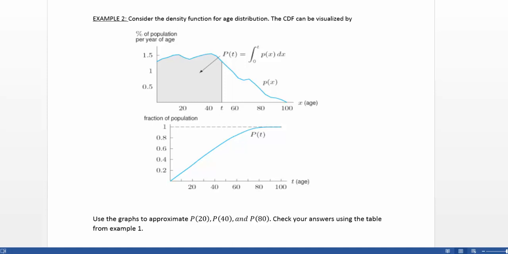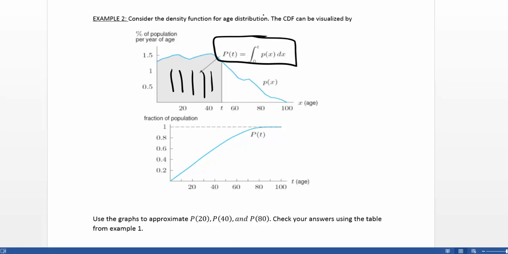Let's start by talking about the density function. The density function on top is going to show us that the area accumulated between 0 and t is the antiderivative, or the CDF, up until that point. So again, that's going to tell us how many people have a particular characteristic, which here is age, up until t. So if we looked for capital P of 50, we would be looking for the percentage of people who have an age of 50 or less.